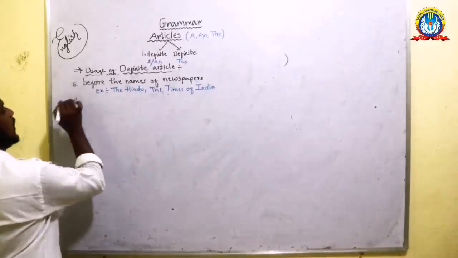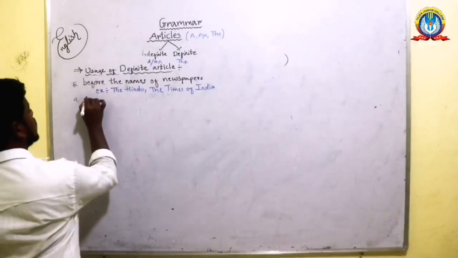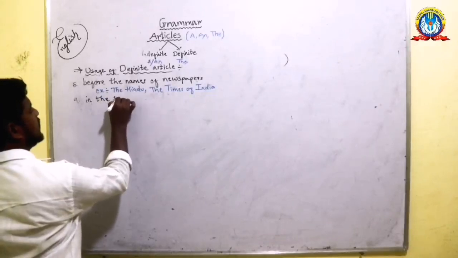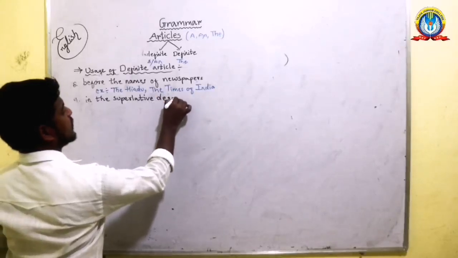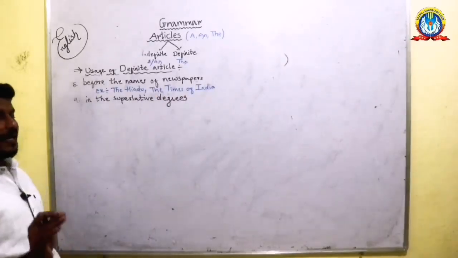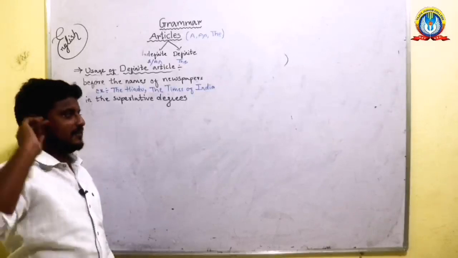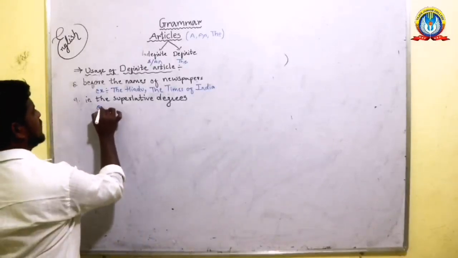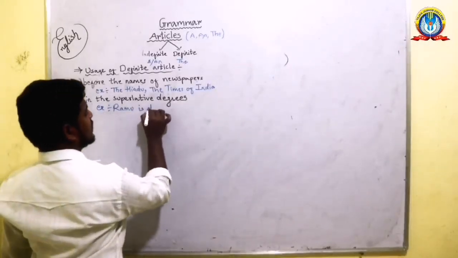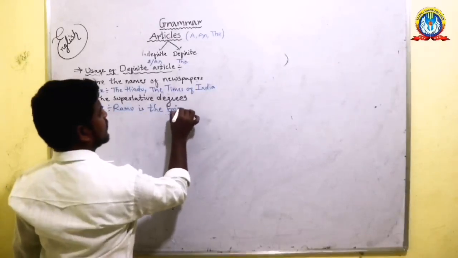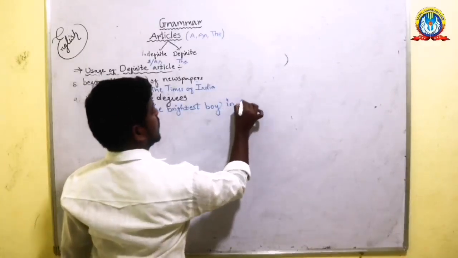Next, article "the" is used in the superlative degree. It is used to denote a superlative degree in a sentence. For example, Ram is the brightest boy in this class.